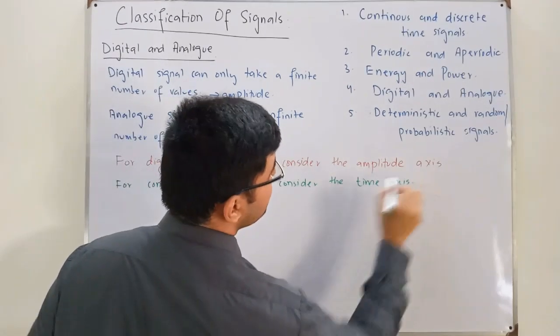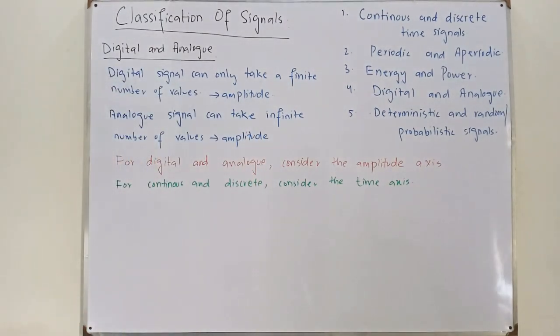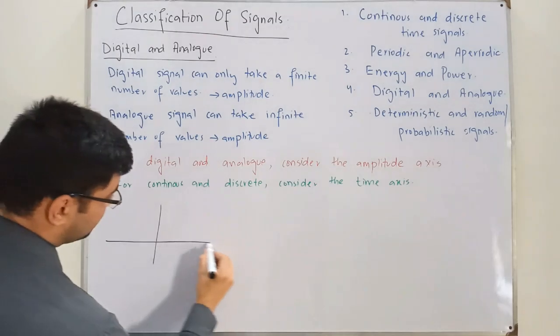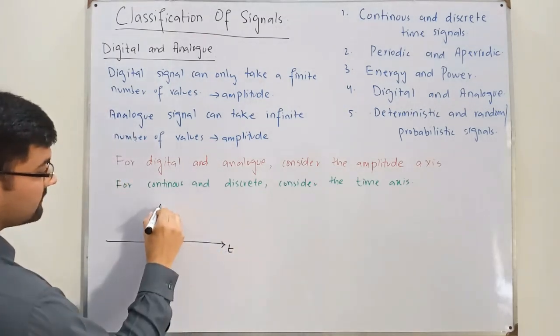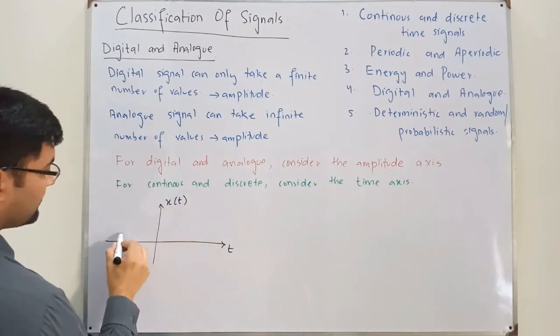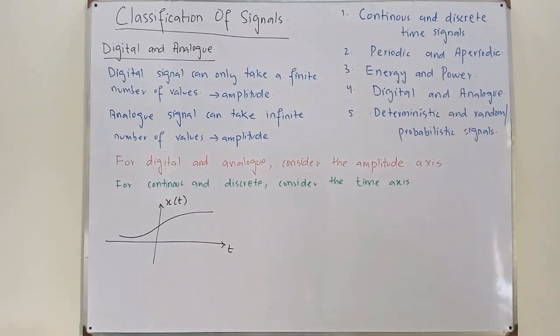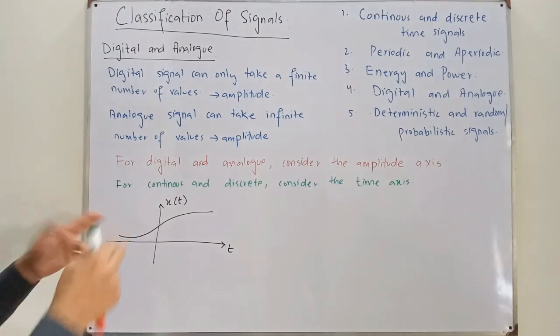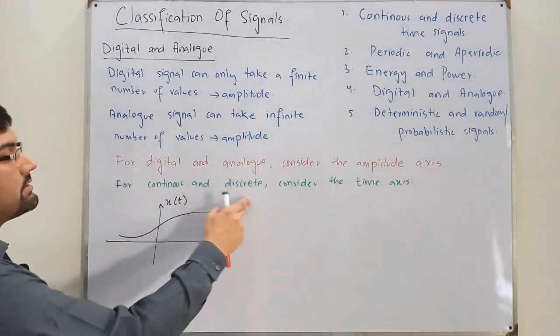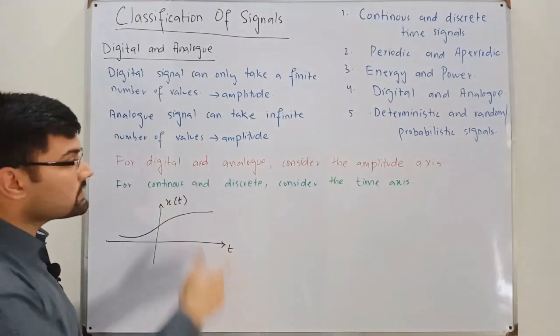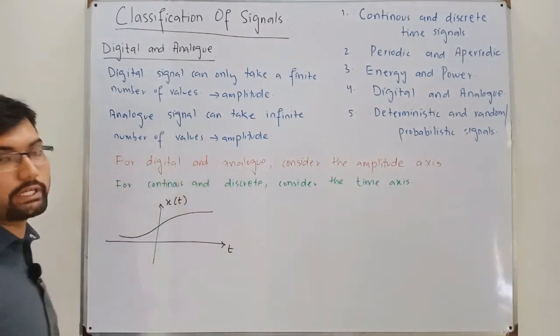Now I will explain it to you with the help of some examples. Let's say I have a signal like this, x of t. This is t, this is x of t, this is the signal. So this could not be digital and analog at the same time. This could not be continuous and discrete at the same time. It could be digital continuous, digital discrete, analog continuous, or analog discrete.